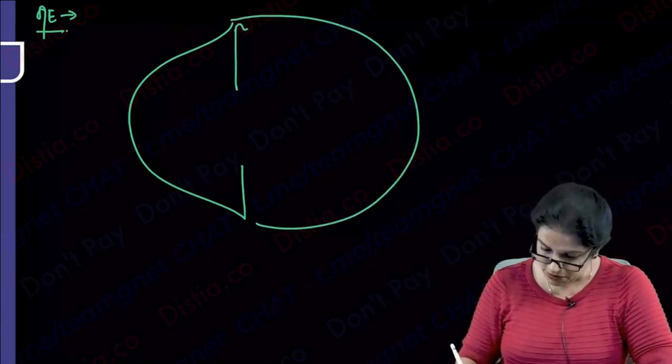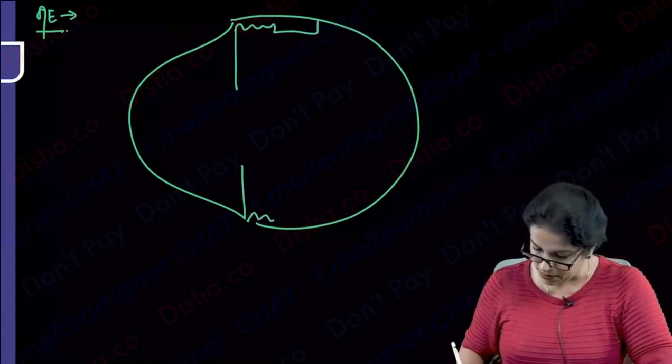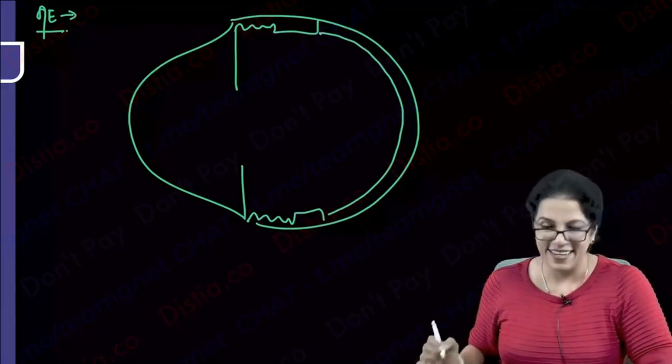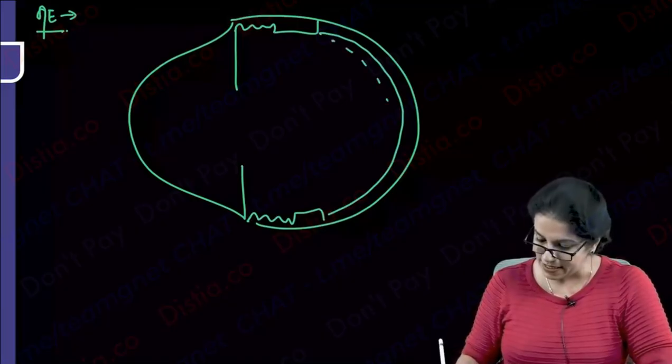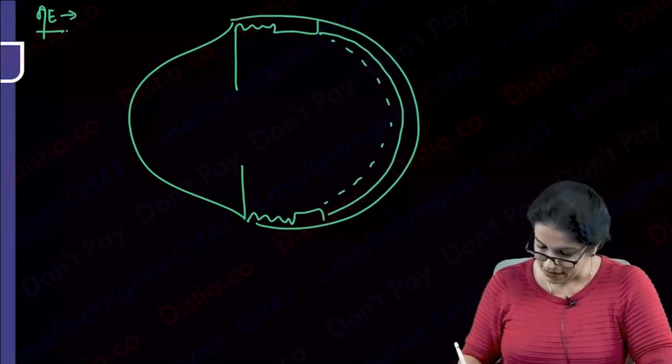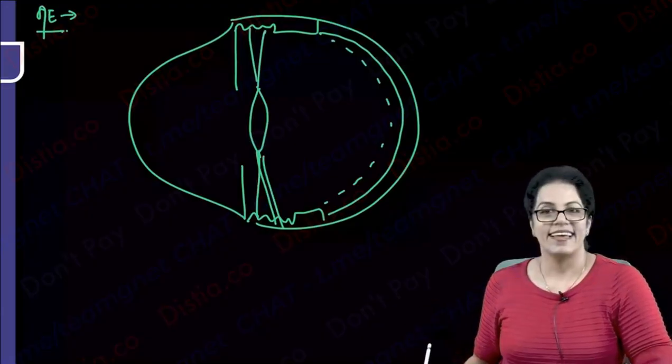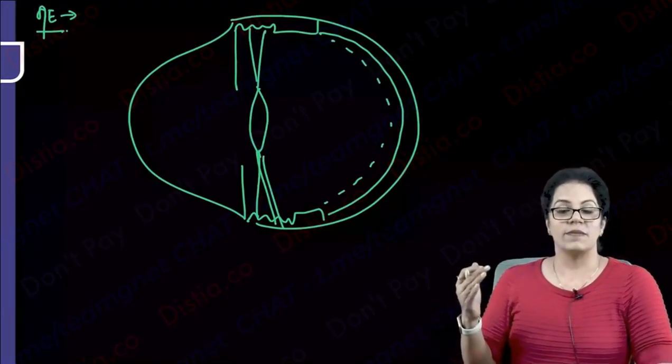On examination, what you get? All of you, this is your pars plicata, this is pars plana. My simple way of drawing it for you all. This is your choroid, this is the retina. Right? This is your lens. And these are the suspensory ligaments. Done. Now we talk about what are the on examination findings.